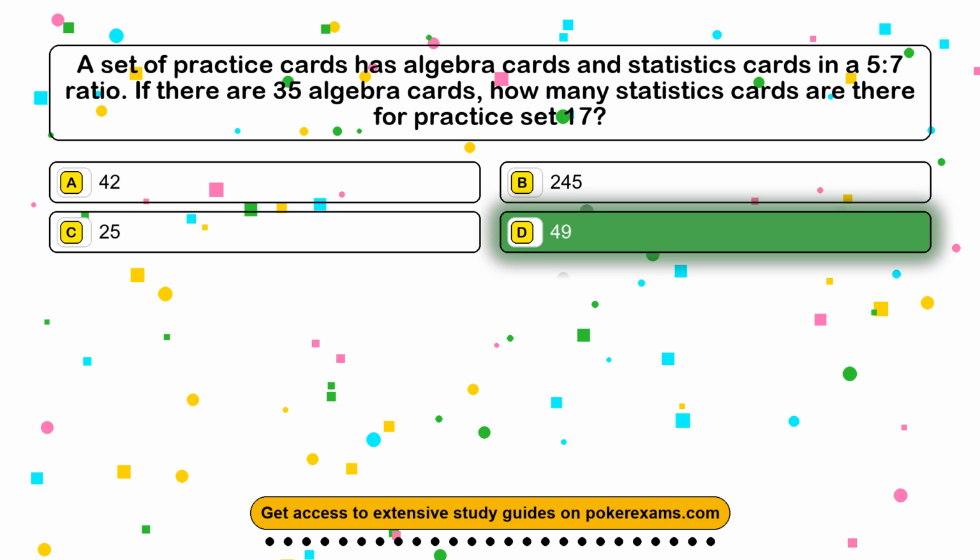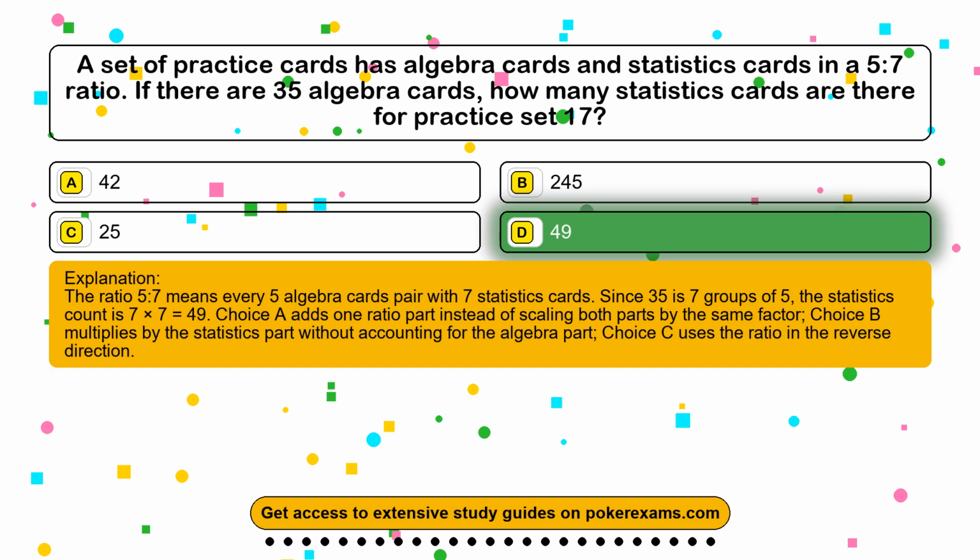The correct answer is option D, 49. The ratio 5:7 means every 5 algebra cards pair with 7 statistics cards. Since 35 is 7 groups of 5, the statistics count is 7 times 7 equals 49. Choice A adds one ratio part instead of scaling both parts by the same factor. Choice B multiplies by the statistics part without accounting for the algebra part. Choice C uses the ratio in the reverse direction.